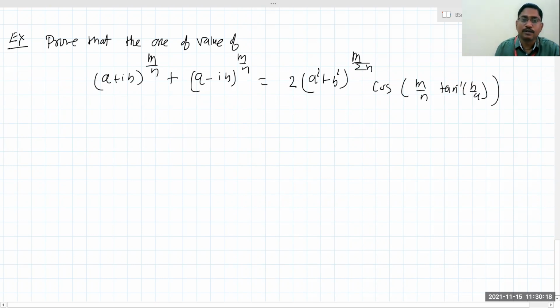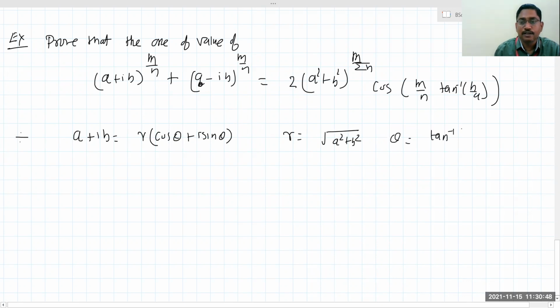Now it looks complicated, but this problem is very easy. I have to use the standard representation of a complex number. This is a plus ib, the second term is called z and z bar. So the given complex number a plus ib can be written as r into cos theta plus I sin theta. So what is the value of r here? R is the square root of a square plus b square, and theta is tan inverse b upon a. That we have to keep in mind.